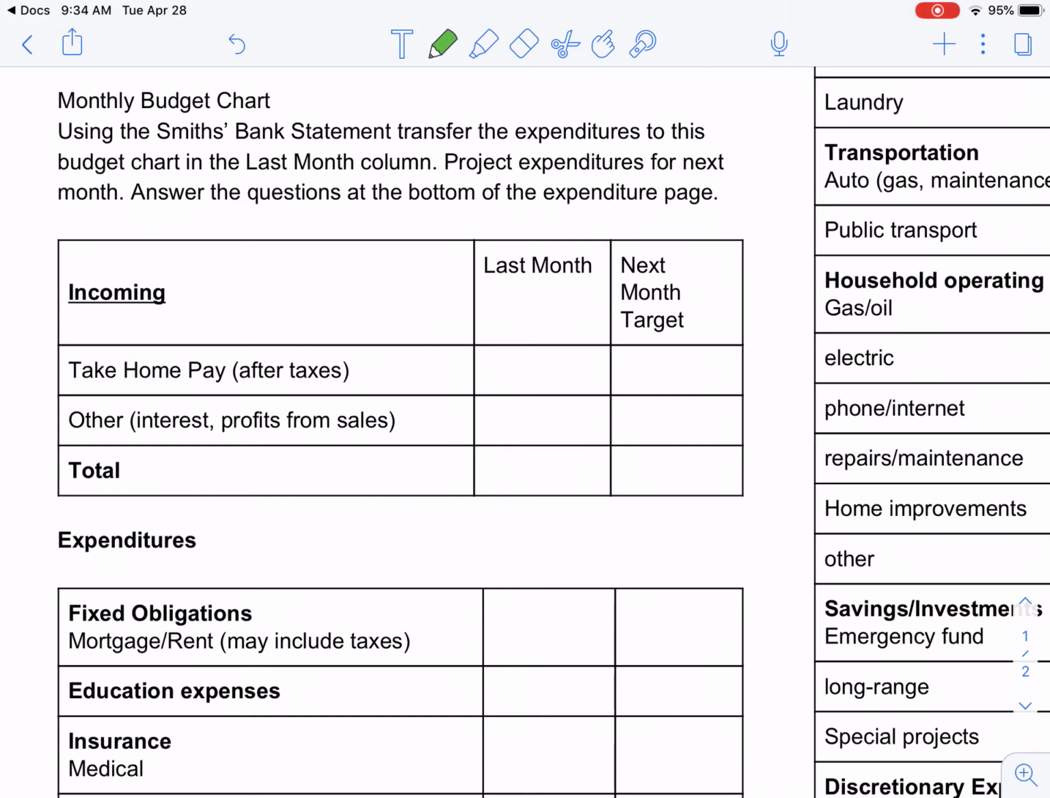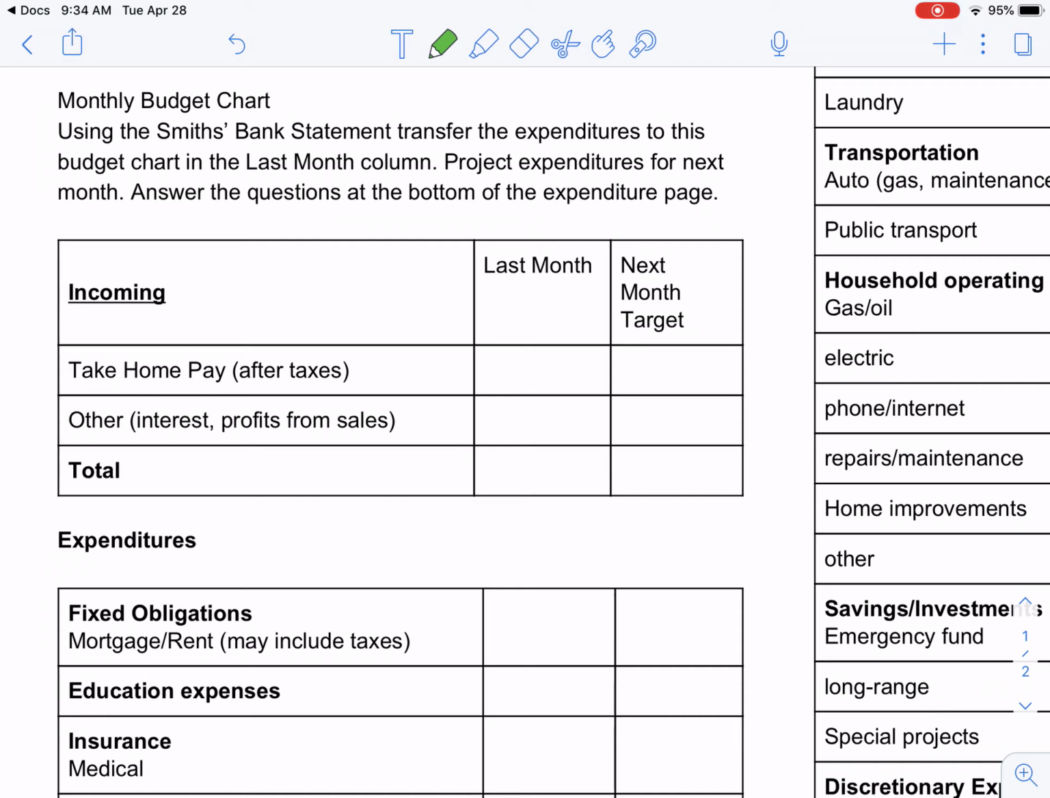Today we are going to be continuing with our Smith family budget, and this time we're going to be working with a new chart. This chart breaks down everything into a line item so that we can see a little clearer where they are spending their money and where maybe they could make some changes to have more savings or to be able to cover their bills each month.